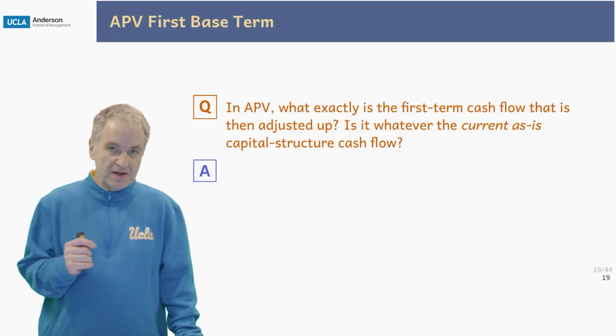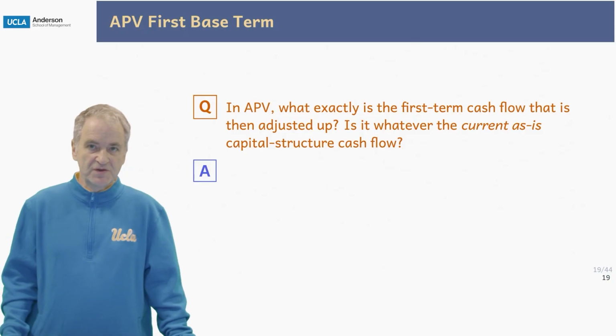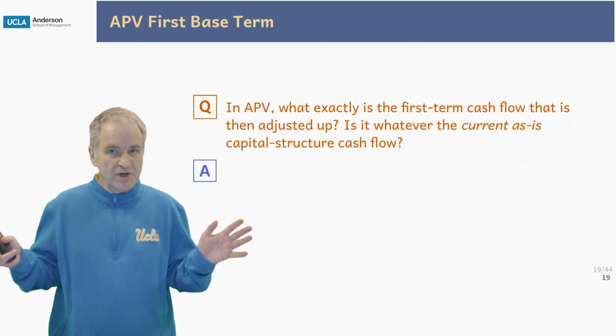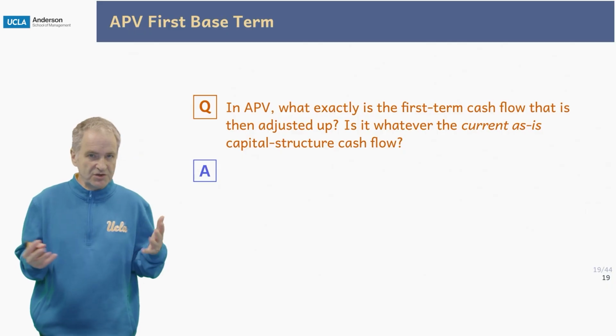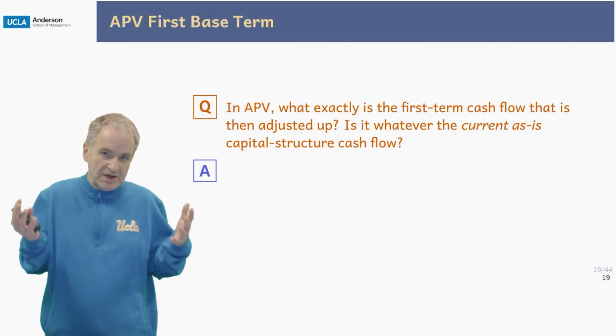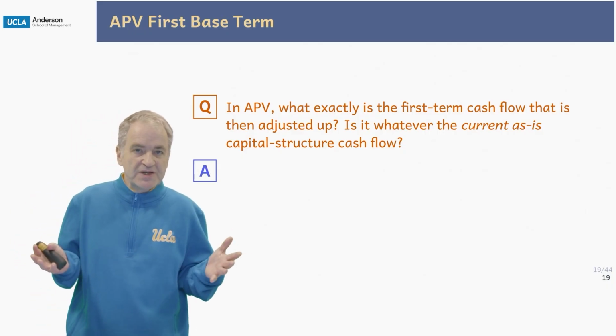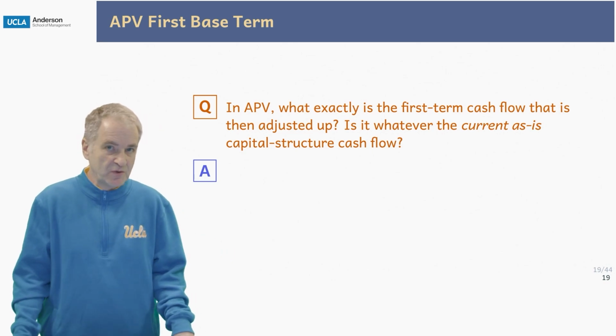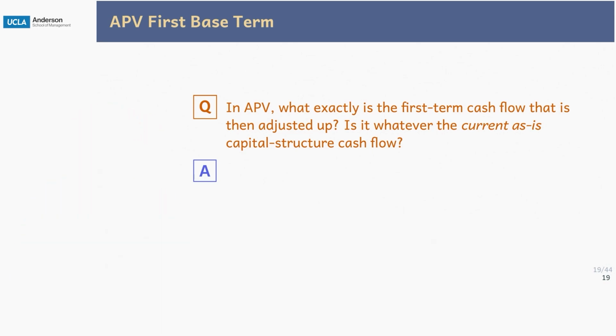In APV, what exactly is the first term cash flow that is then adjusted up? Is it whatever the current capital structure of the firm is? So if the firm had, say, 50% debt equity ratio today, is that what would go into the APV formula? Please pause this video now, answer the question on a piece of paper, and then continue.